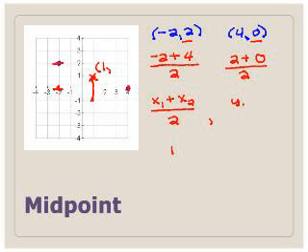So we take the first y, so let's go y1 plus y2, add them together and divide by 2. And that gives us the y value of the point. So 2 plus 0 is 2, 2 divided by 2 is 1. So the midpoint is the point (1, 1).